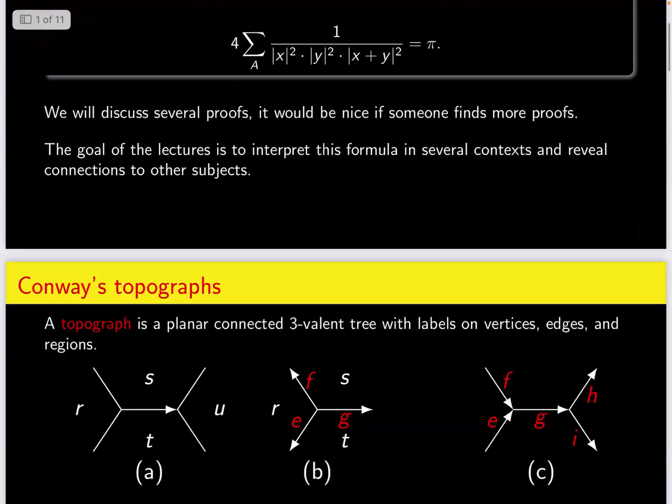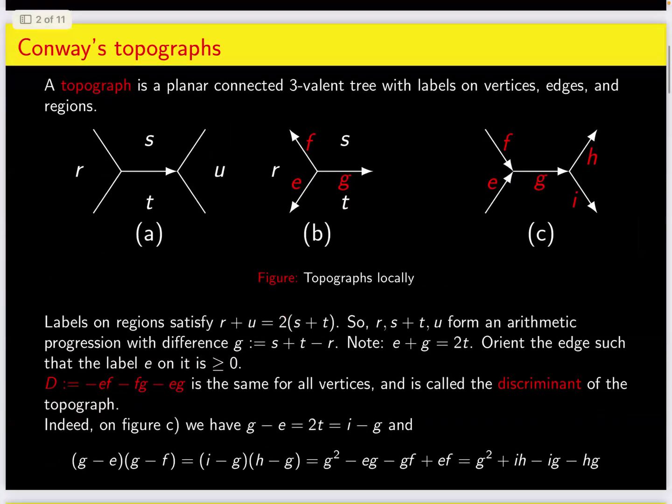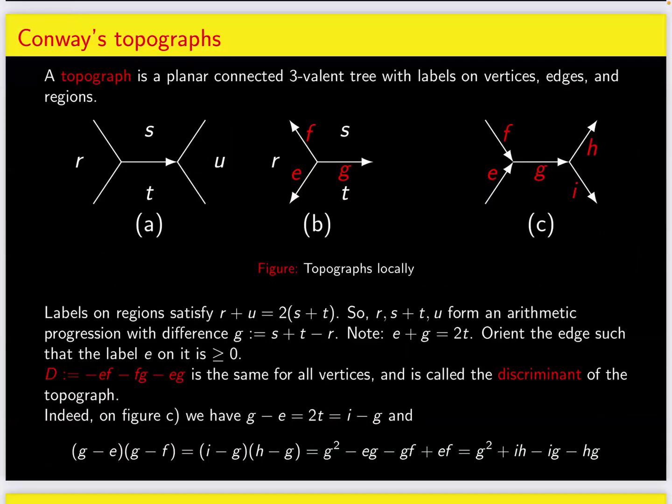Okay, so let's start with topographs. A topograph is a certain planar connected three-valent tree, and that's it. It will be infinite, clearly. A topograph consists of such a tree with labels on vertices, edges, and regions.